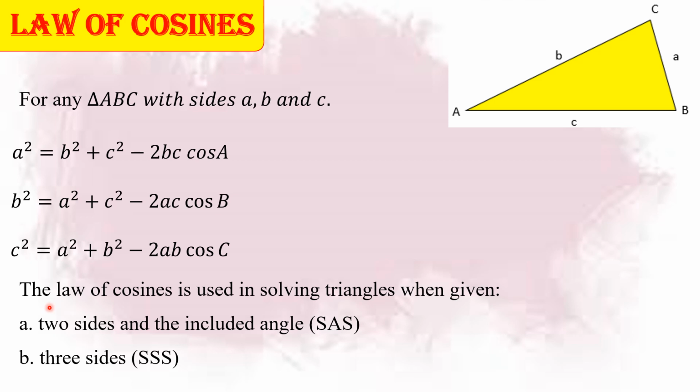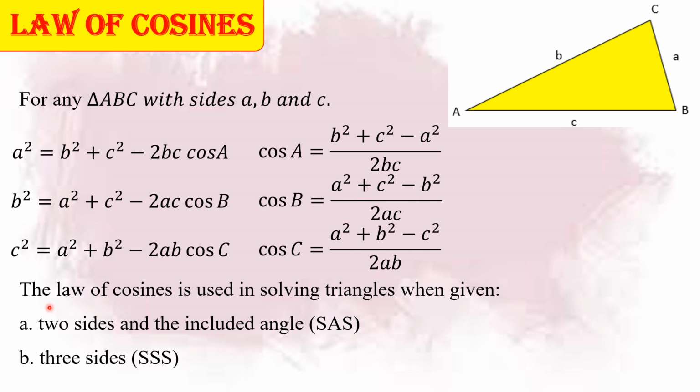So what if the unknown is the angles? For example, the angle A, or cosine A. We will be using this formula: cosine A is equal to b squared plus c squared minus a squared over 2bc. So magde-derive tayo from this formula, para makuha natin yung formula for the angle A. Paano ba tayo nag-come up sa ganyang formula?